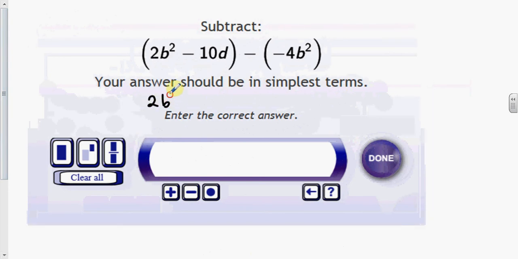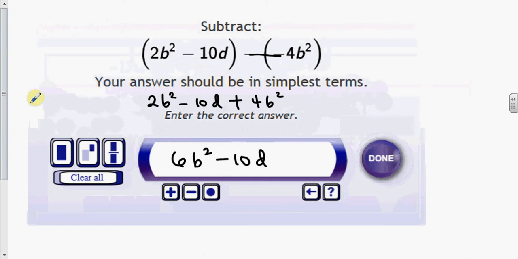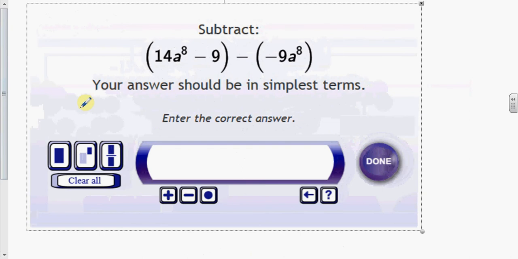Get rid of the parentheses. Negative and negative is plus, so this is plus 4b squared. Now the b squareds are alike, excuse me, they're not the same because this is 2b to the 4th and this is 4b to the 4th. 2 plus 4 is 6b to the 4th, minus 10d. That minus 10d is by itself. It has no like terms with anything, so we just bring it down.